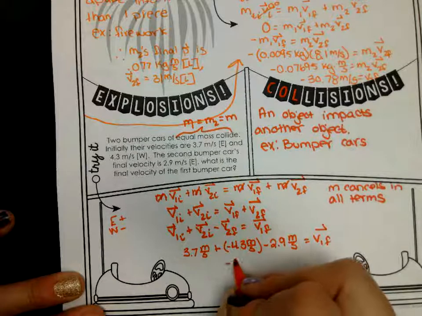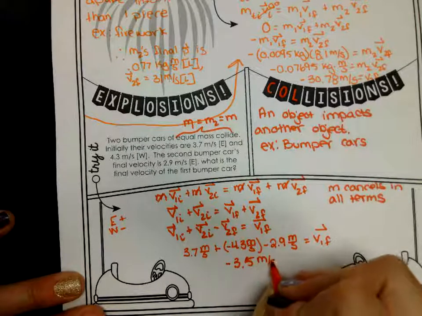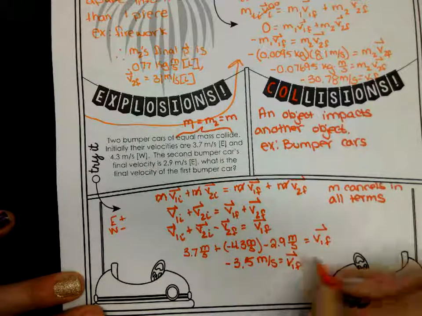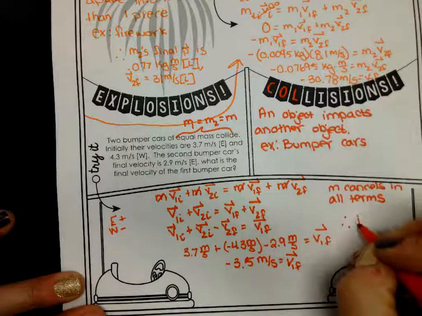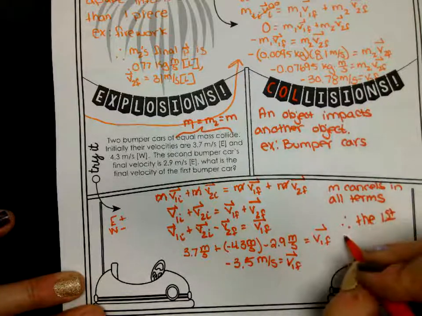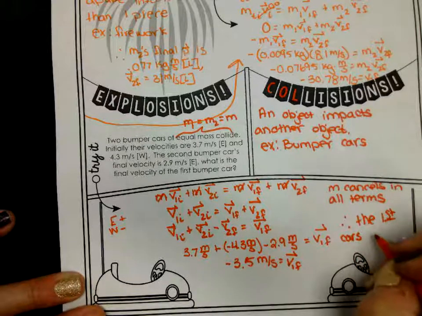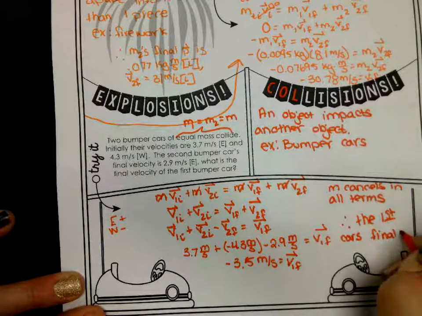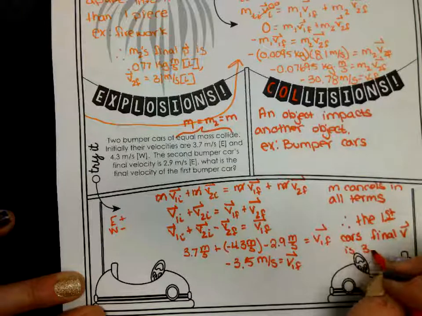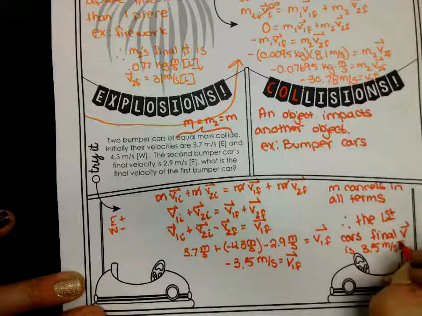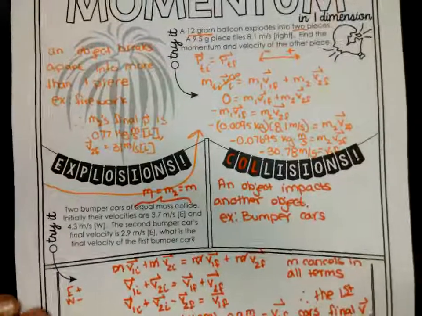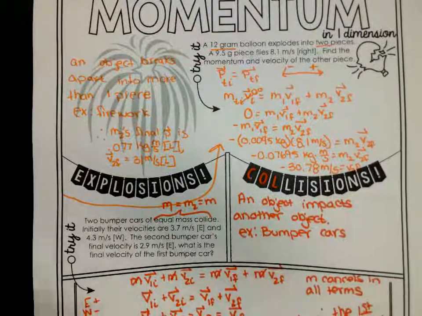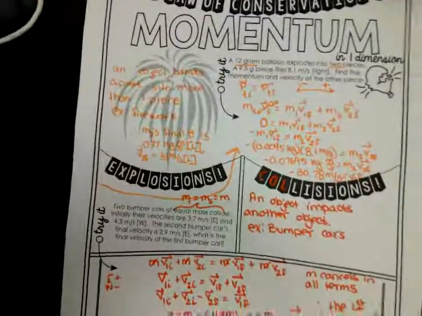So velocity 1 final is negative 3.5 meters per second. So I can say, therefore, the first car's final velocity is 3.5 meters per second. It was negative, so it's going west. And that is all there is to conservation of momentum in one dimension. So it's really pretty easy. It's really pretty linear.